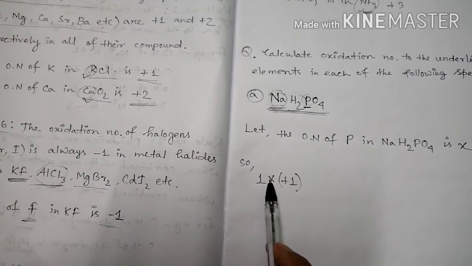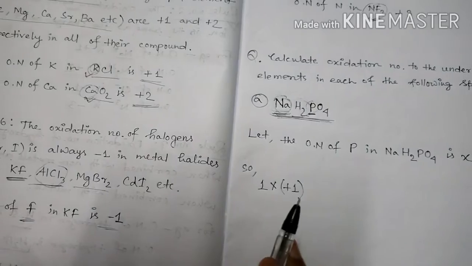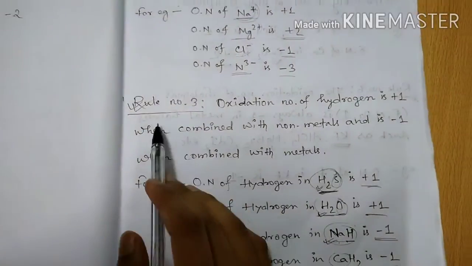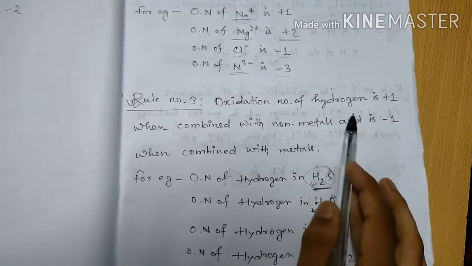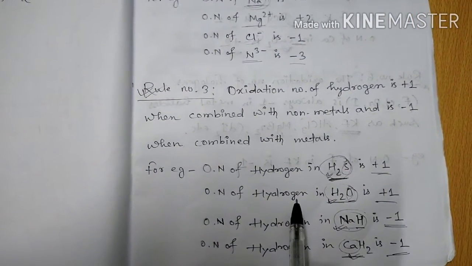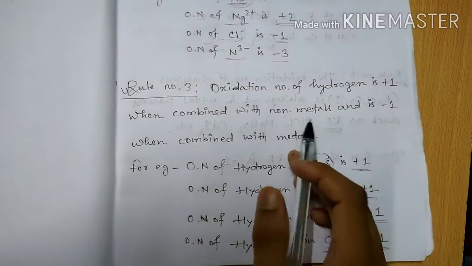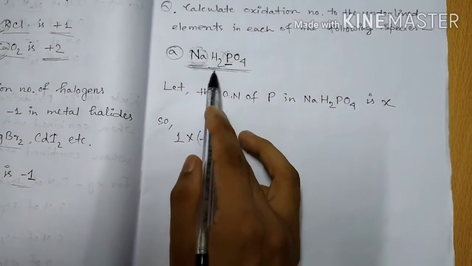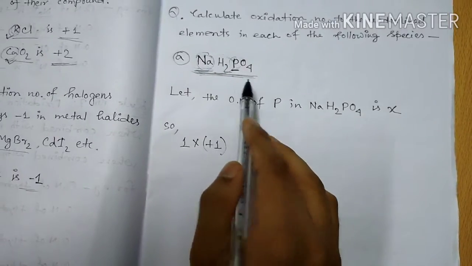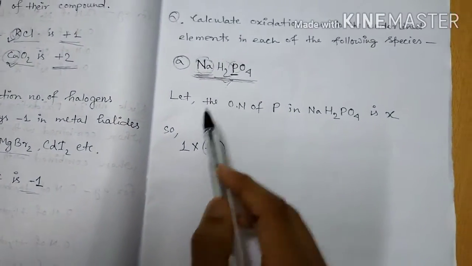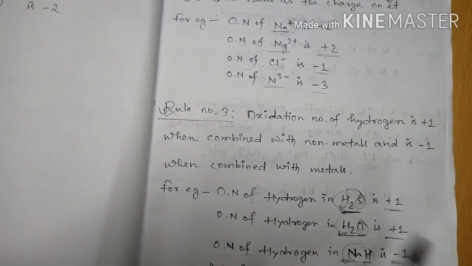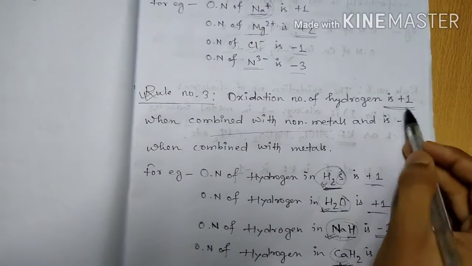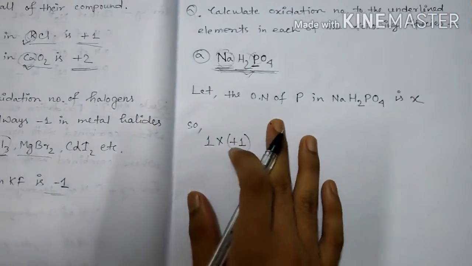Now you see the next atom is hydrogen. We have the oxidation number of hydrogen as +1, according to rule number 3. We shall take the oxidation number of hydrogen as +1 in this case, because here the hydrogen is bonded to a phosphorus atom. When hydrogen is bonded to non-metals, we take the oxidation number of hydrogen as +1.